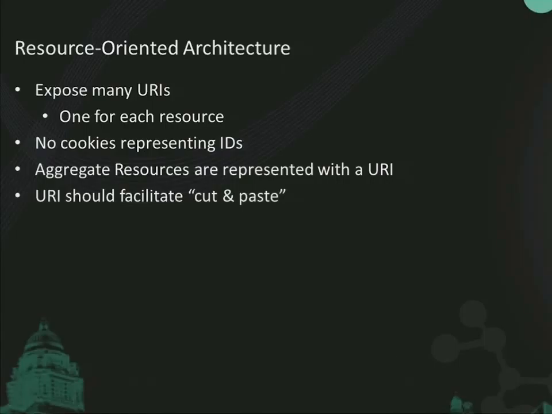So that brings us to another set of guidelines, and that's our resource-oriented architecture. What I want to talk about is that it's a little different than a resource-oriented infrastructure. This is like SOA, which is a set of guidelines to tell you how you should create your REST services. We should expose many URIs. Every resource should have a URI, or a URL as you're probably used to hearing. We shouldn't be setting cookies representing IDs. And we can have aggregate resources. That's okay, but they must be represented with a URI again. And as I've stated over and over, we should be able to copy the URI, paste it into an email, and send it off to a friend.